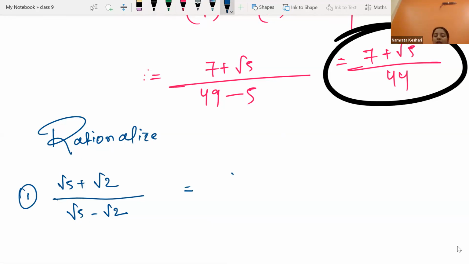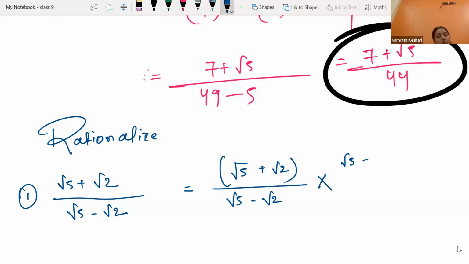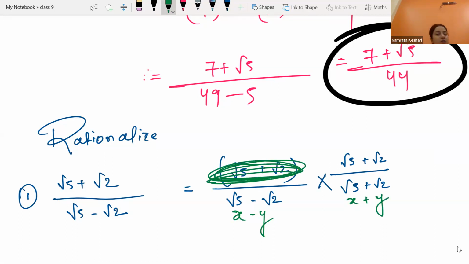Multiply root 5 plus root 2. Exactly. In the numerator we are having root 5 plus root 2, fine. Whatever is there in the denominator, fine. We will be doing the multiplication with root 5 plus root 2 by the same root 5 plus root 2 because our denominator looked like x minus y. So we have just done the multiplication with x plus y without even checking what is there in the numerator. That is not our concern. Making sense?